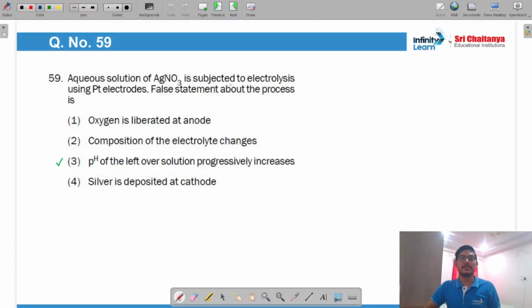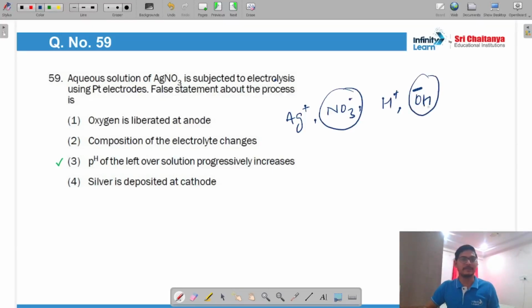Aqueous solution of AgNO3 is subjected to electrolysis using platinum electrodes. So what are the ions present in solution? Ag plus, NO3 minus, H plus, OH minus. At anode, out of nitrate and hydroxide ion, hydroxide will undergo oxidation. It comes from water. So I can write the equation as: 2OH minus gives H2O plus half oxygen gas plus 2 electrons.